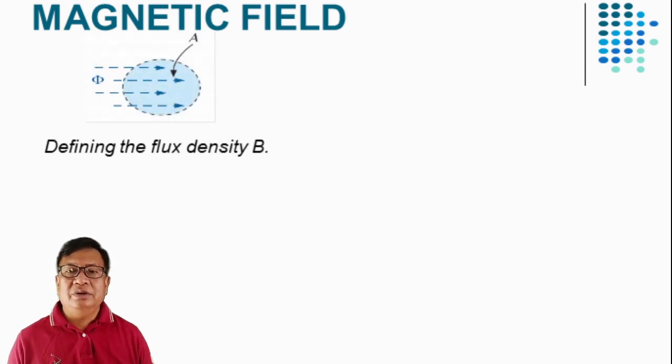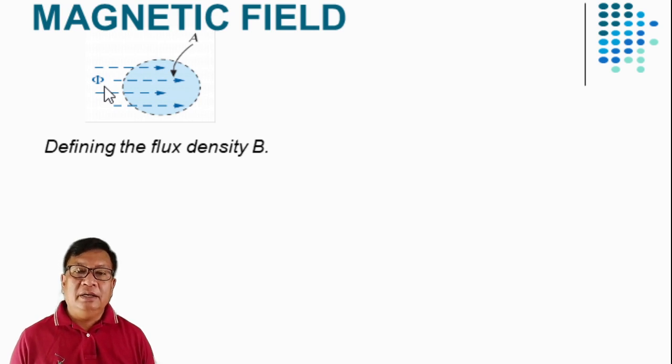Okay, so we have this simple illustration, no, defining the flux density. So ano po itong flux density? Mayroon po tayong conductor. Ito po, conductor natin na shaded by a blue color. Okay, so this is your conductor. This is the cross-sectional area represented by capital letter A. That is the cross-sectional area. This arrow here, ito po mga arrow na ito po yung mga fluxes natin. Okay, it is represented by a Greek letter phi.